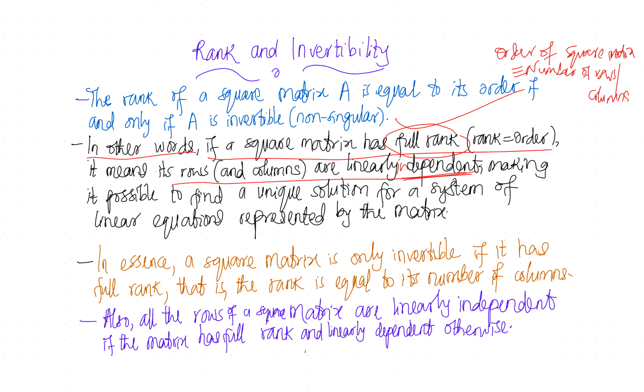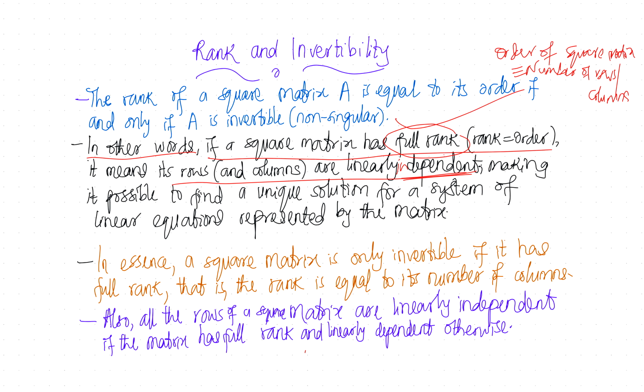And just like I told you, no determinant, no inverse. No inverse, no solution to the system of equations coming from that matrix. So you need linearly independent rows or columns to be able to find all the exact solutions of a system of equations. That's why we are talking about all this.